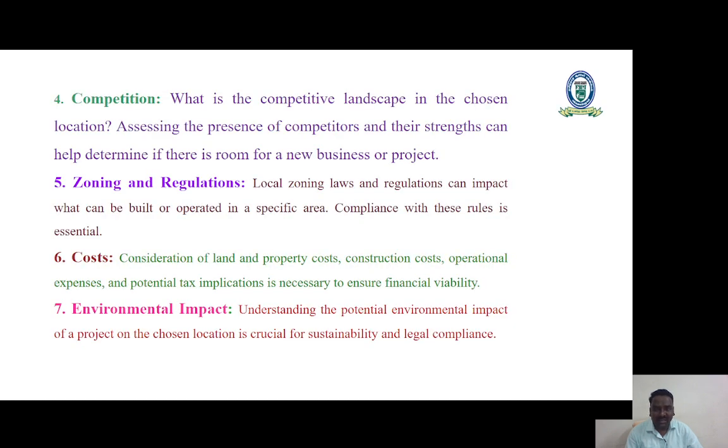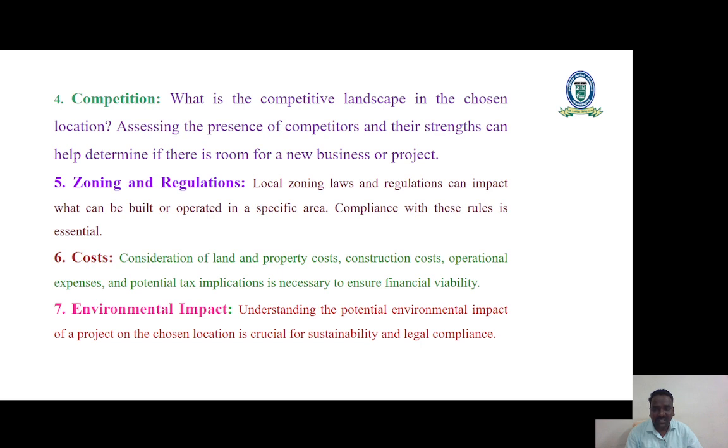Competition. Whether the competitive landscape is chosen, location, assessing the presence of competitors and their strengths can be determined if there is room for a new business or project. Fifth, zoning and regulations. Local zoning laws and regulations can impact whether and what can be built or operated in a specific area. Compliance with these rules is essential.